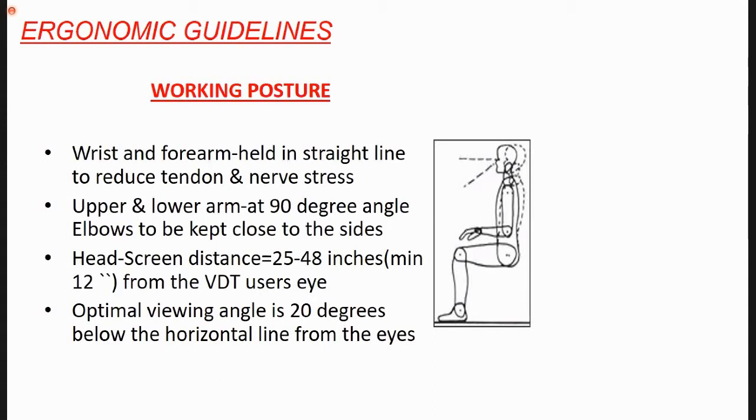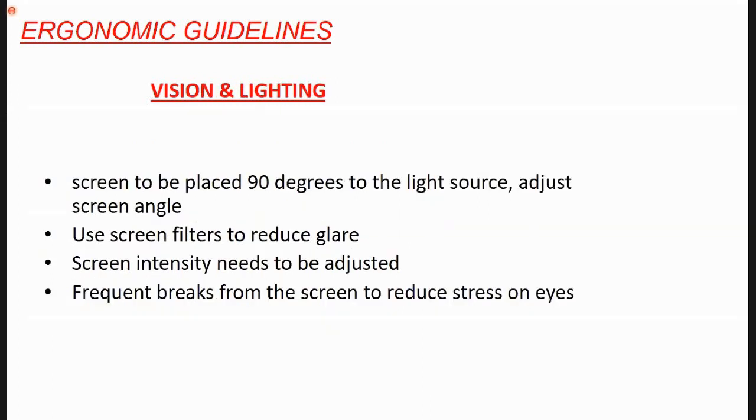Head-screen distance. How much should the head-screen distance be? 25 to 48 inches. Right. The optimal viewing angle is 20 degrees below the horizontal line from the eyes. So one should have a good or adequate working posture while sitting.